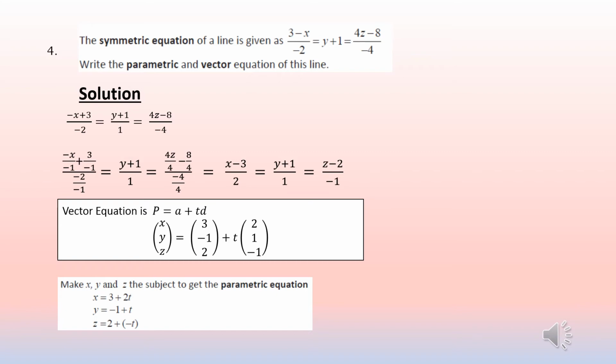Now to write down the equation in the parametric form, we can use the vector equation. From the vector equation, we just need to write down the equation of each line, and that gives us x is equal to 3 plus 2t, y is equal to negative 1 plus t, and z is equal to 2 minus t.